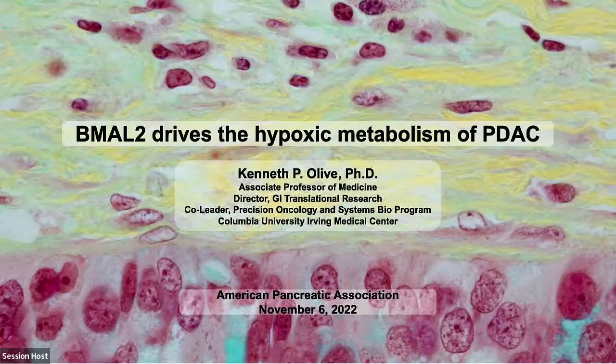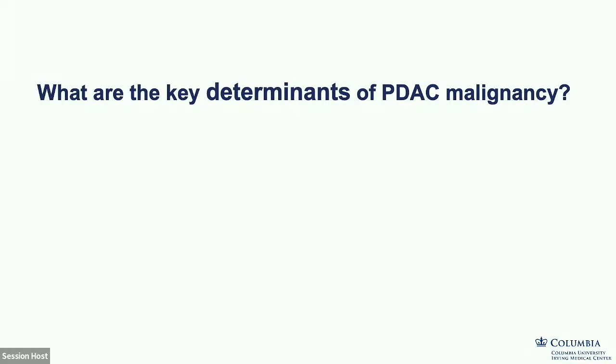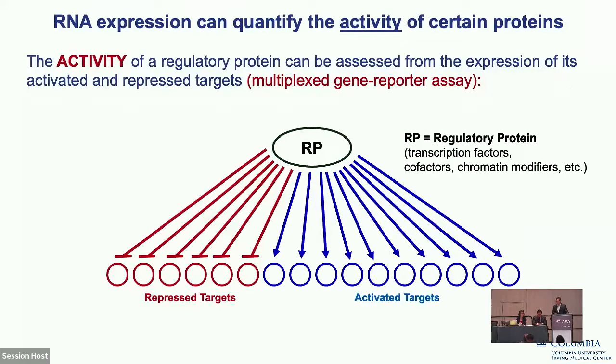So we're going to talk about this protein BMAL2 that my lab has come to focus on, finds a little bit interesting. Maybe you will as well. So we came to this protein by asking a very top level question. What are the key drivers of pancreatic cancer malignancy? Very open-ended, squishy sort of topic, but we came at it using a specific approach of looking at regulatory network analysis, or RNA transcription factor activity.